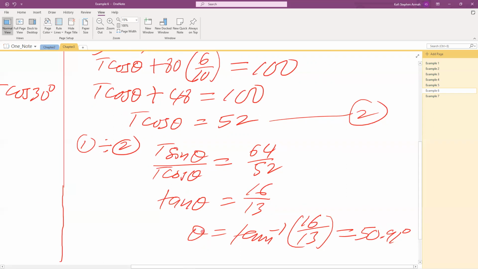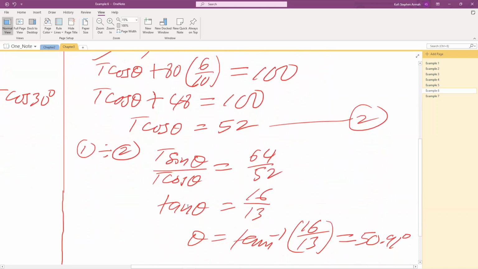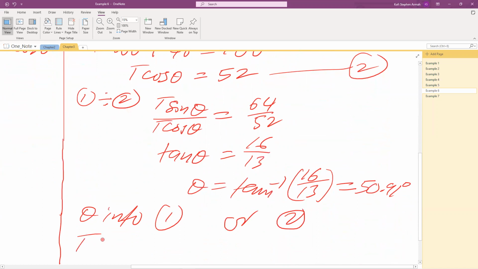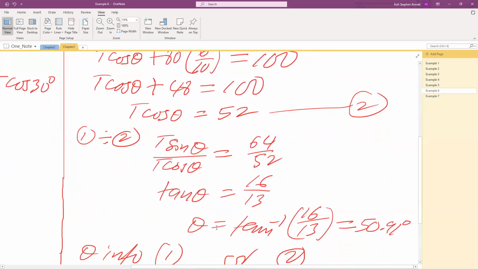And then you substitute your theta into either equation 1 or 2, any of them. You put in equation 1 or 2, and then you find t. Okay. So theta into 1, or somebody else can use 2. Let me use 1 here. If you use it, then t sine 50.91 degrees, whatever it is, is equal to 64. Let me check what I have, 64. Equal to 64. Then you just use the calculator.